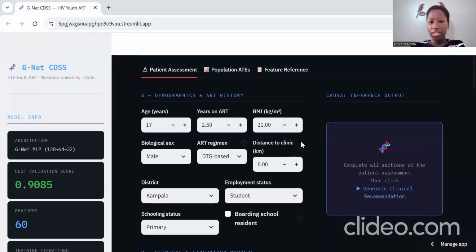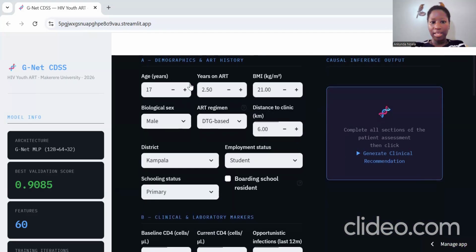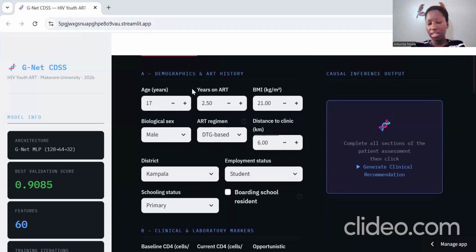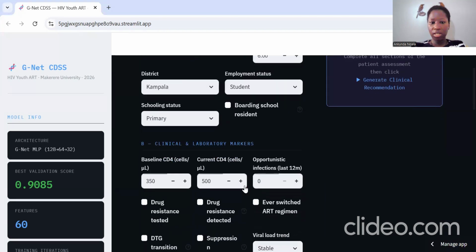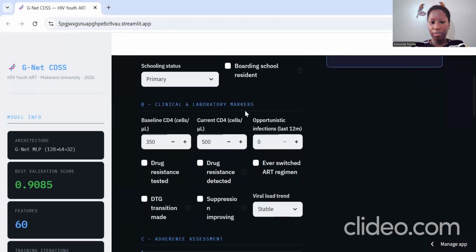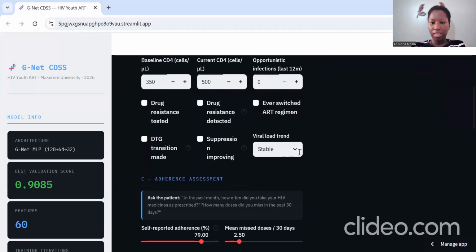So under the patient assessment, we have the demographics and ART history part. You can change according to how old the person is, or whichever regimen they had. Any of these can be adjusted. You can also go to the clinical laboratory markers and see what you tested in the lab, how many CD4 cells were there, and that's what you fill in. I'm going to assume these remain 350, and hence the viral load being stable.